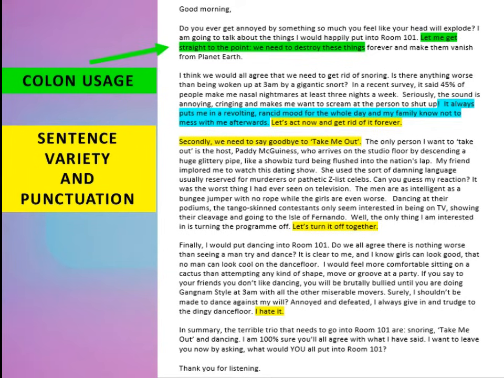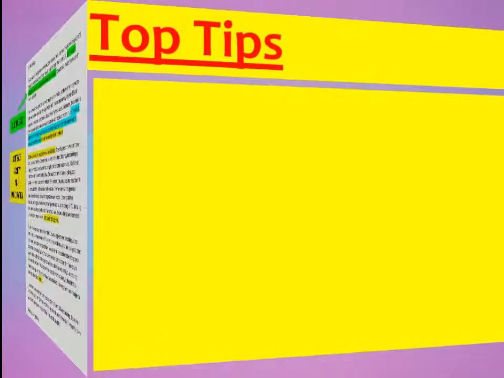And then my one about dancing, I've done a few long sentences, and I've literally just put at the end, "I hate it." So again, that just exaggerates how badly or how much I hate dancing. By making it a short sentence, it makes it stand out.